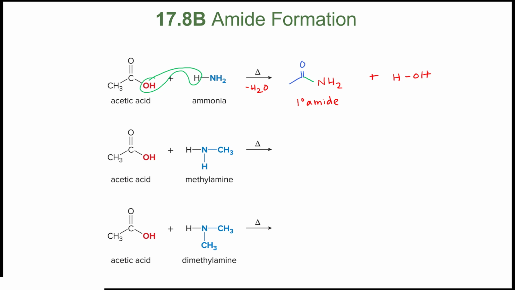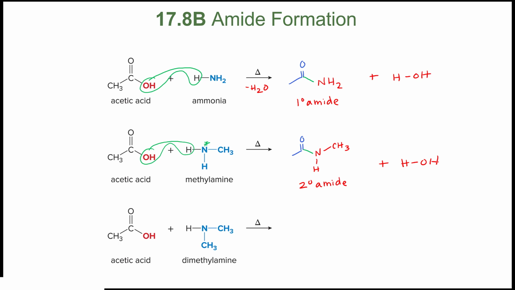So acetic acid with methylamine, I'm going to find my OH and the hydrogen from the amine, and we'll squeeze those out. My new bond to this nitrogen right here. And on that nitrogen was one CH3 plus a hydrogen. So this is a secondary amide plus water.